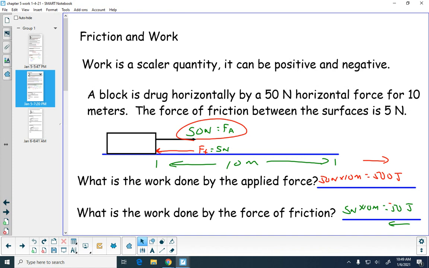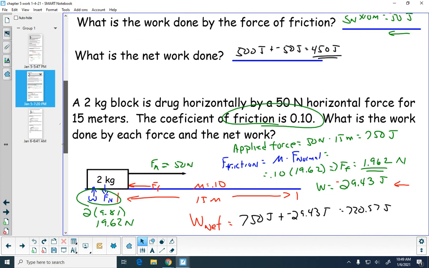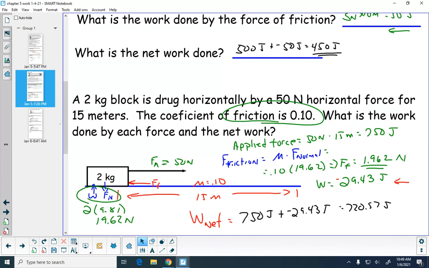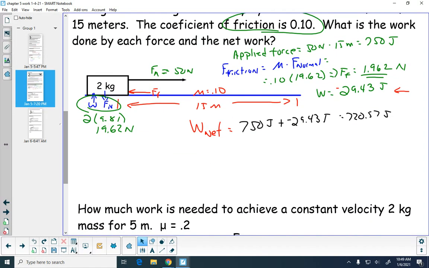We took a look at a block that's being pulled, did some problems, and dealt with the idea of work. We pulled one horizontally for 15 meters. With the coefficient of friction, we had to deal with two different types of work. We had two different types of forces. We have a force that's applied. That is this work right here.